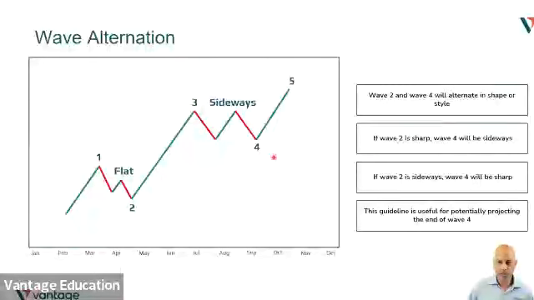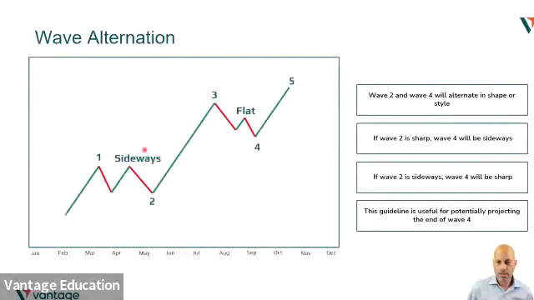Waves two and four typically will exhibit a sharp or sideways pattern, which means it usually alternates. So if we do see a sharp reversal first in wave two, that means wave four is very likely to have a sideways correction. Similarly, if wave two has a sideways correction, then it's quite likely we're going to see a sharp correction for wave four. So that's what it means, and that's how we can use it. So do take note, this is another important rule of Fibonacci Elliott wave theory as well, right?